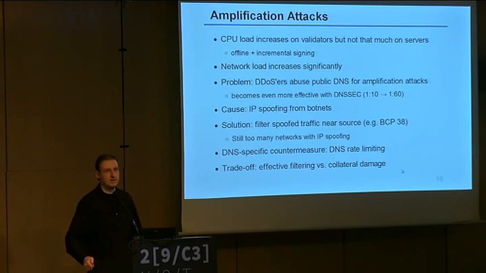And the cause for it is not really DNS, it's IP spoofing, which can be done within botnets. So the solution is also not really DNS, it would be to filter all this spoofed traffic near the source. However, there are currently way too many networks which allow IP spoofing, and this won't change in the near future. So you have to do some DNS-specific countermeasure because you can't just do nothing. And there is a countermeasure for this, and this is DNS rate limiting. However, there is a trade-off. When you rate limit, it's a question of effective filtering versus collateral damage by doing too much filtering.